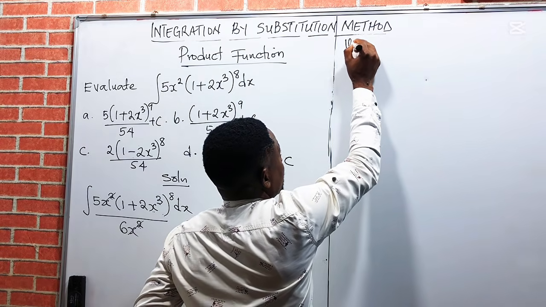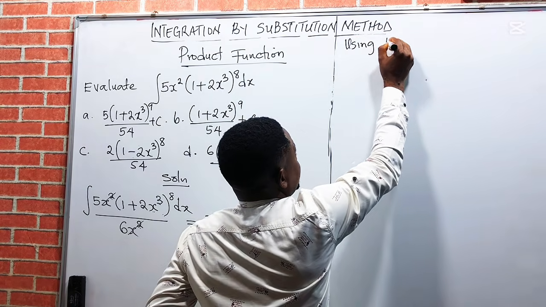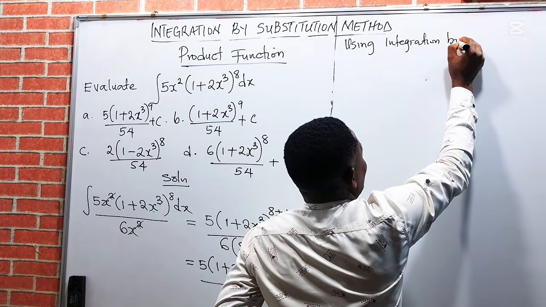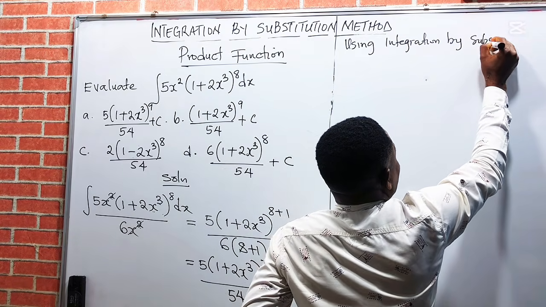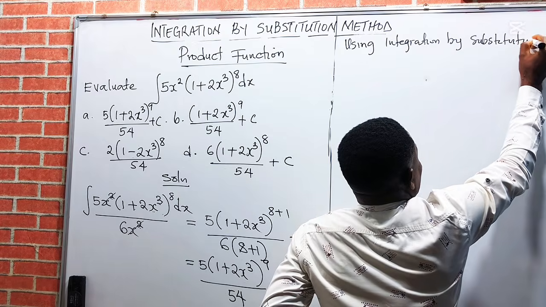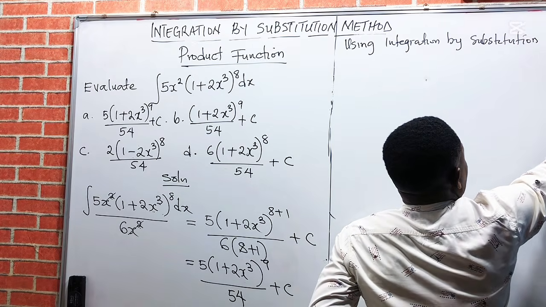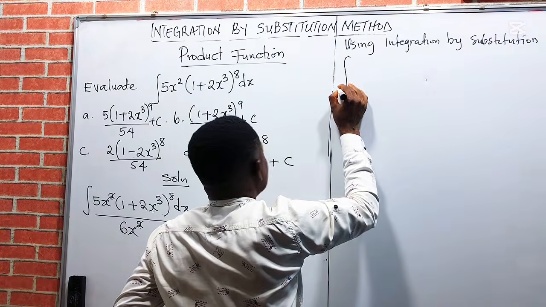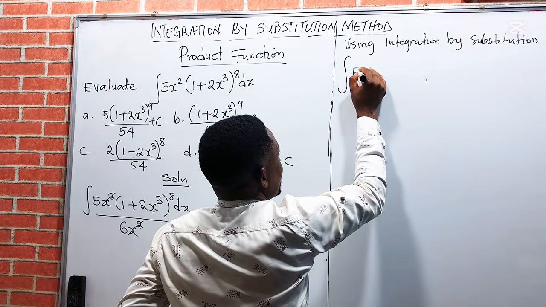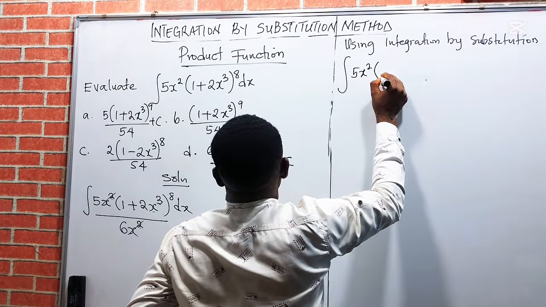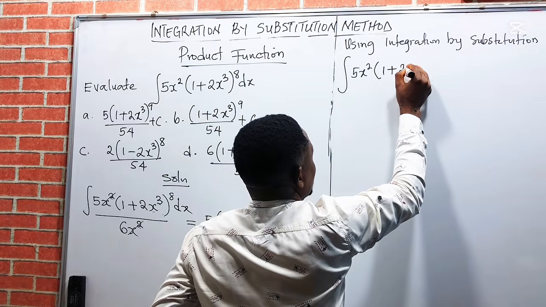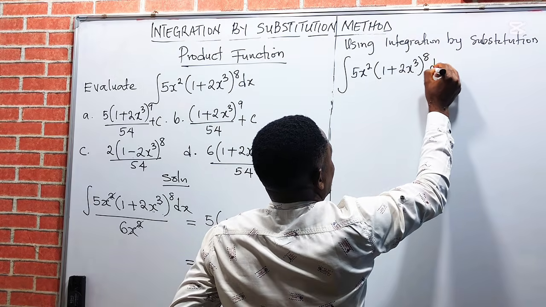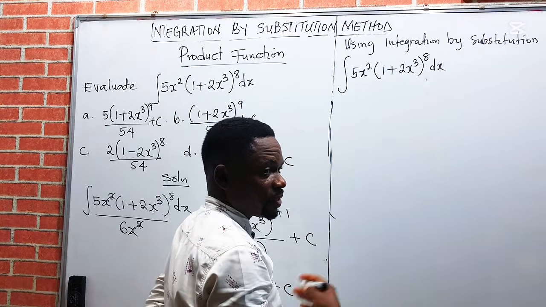I'm using integration by substitution method. So we write the question again. Integral of 5x squared, open bracket, 1 plus 2x all to the power of 3, raised to power 8, dx. Now it's just the same approach.